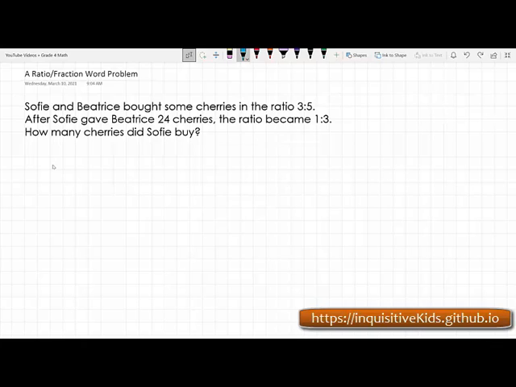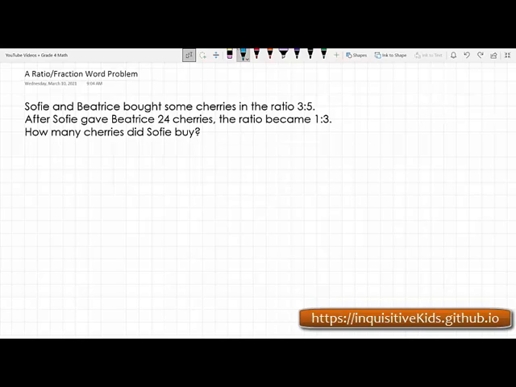First, let's try to figure out what quantities changed and what remained the same. So we know that both Sofie's number of cherries and Beatrice's amount of cherries changed. But what did not change was the total number of cherries. The total number of cherries throughout these two ratios is actually the same. So we can use the quantity that stayed the same to link these two ratios together.